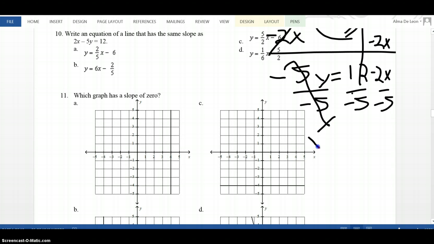And so I'm left with y equals 12 divided by negative 5 plus 2 over 5x. Right away, I can see that the number in front of the x is 2 over 5. Therefore, my slope is 2 over 5. And the only one of my answers that has a slope of 2 over 5 is A. So my answer has to be A.